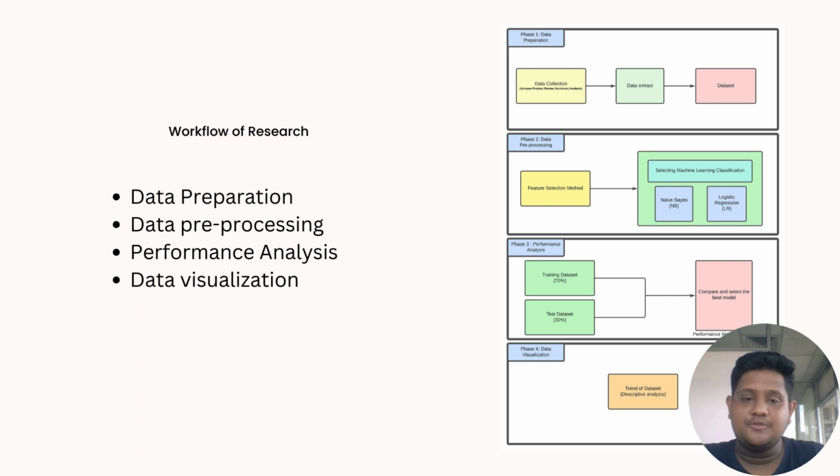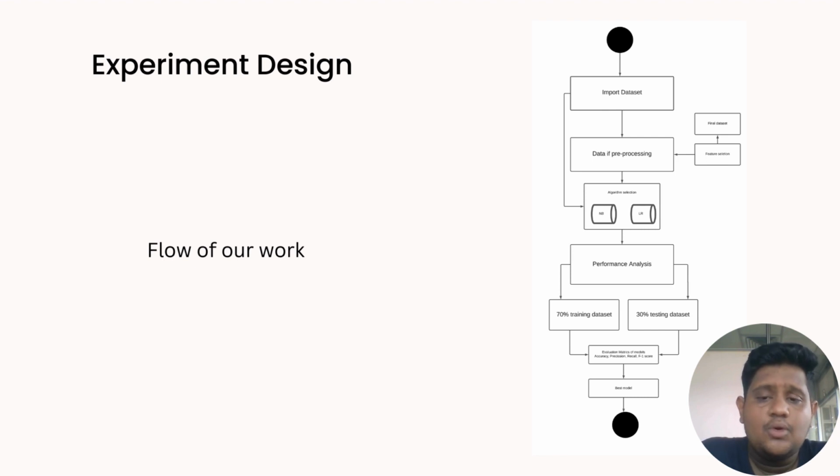In the third phase, which is performance analysis, the two models that we have selected will give the results on the data they have tested. The models will give us the results of accuracy, recall, precision, and F1 score, and in phase 4 we'll see the graph, the chart, or the visualization of the results of the two different models, with Naive Bayes on one side and logistic regression on the other side. So this is the whole flow of our work.